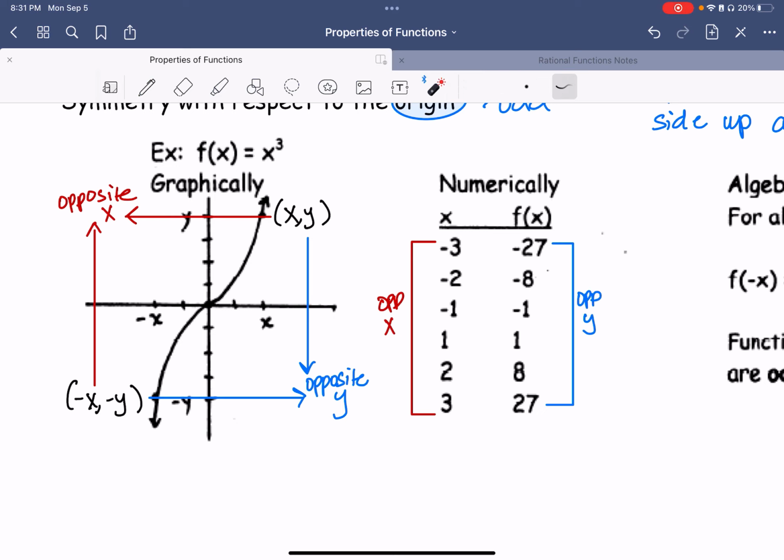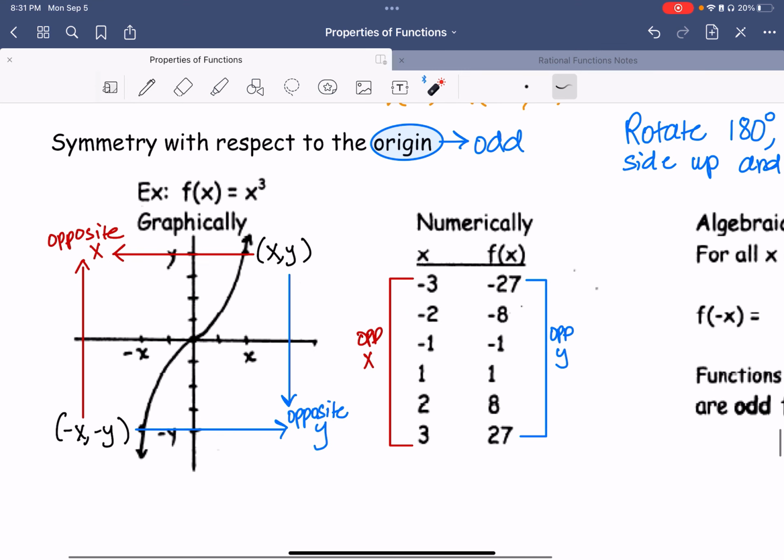Okay, an easy way you can remember this is that they all start with O. Odd, origin, opposite x, opposite y. O, O, O, O. The other ones are all different. So if you have a problem where you have an opposite x and an opposite y, O, O, O, you need to know that it's odd.